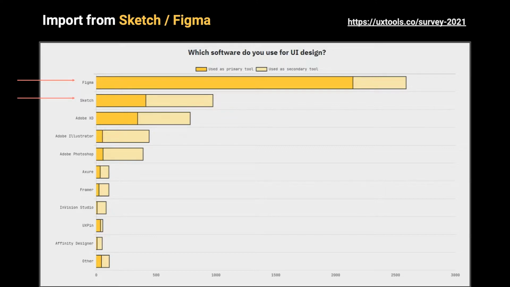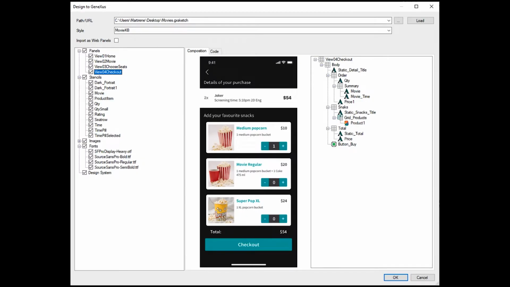So why Sketch and Figma? Because they've been leading the market for years. They are the ones that designers prefer to develop UIs. And you can see a graph with the results of a poll that was conducted at the end of 2021. We asked designers what were the main platforms that they used when they were developing UI design? And as you can see, the two leading platforms by far are Figma and Sketch.